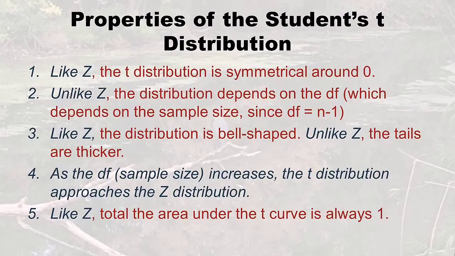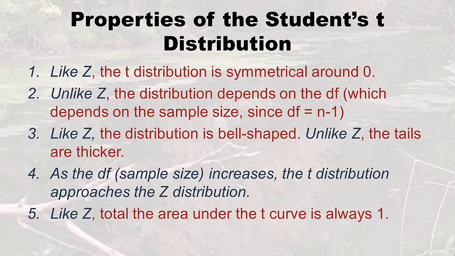So I'm just going to review these properties of the Student's T distribution. Like Z, the T distribution is symmetrical around 0. You may not have noticed that from what I was just showing you, but yes, that's similar. But unlike Z, the distribution depends on the degrees of freedom, which depends on the sample size, since the degrees of freedom is n minus 1. Like Z, the distribution is bell-shaped, but unlike Z, the tails are thicker, like the thing gets stretched out. And as the degrees of freedom and the sample size increase, the T distribution approaches the Z distribution.